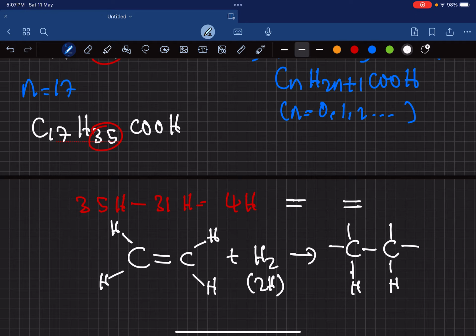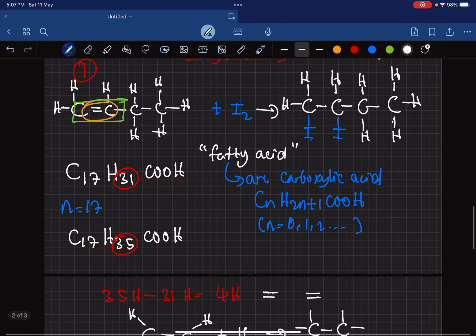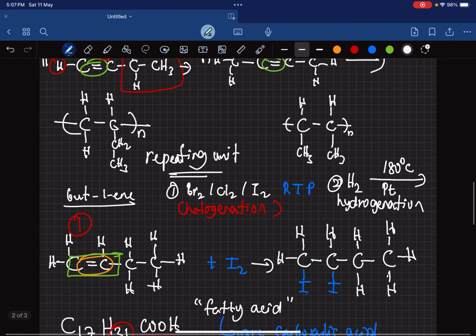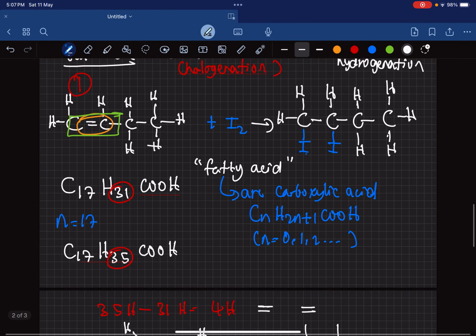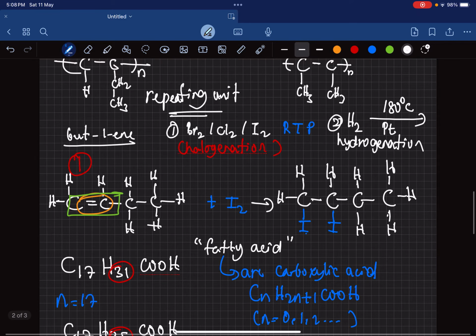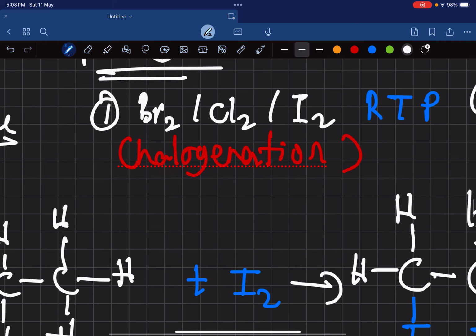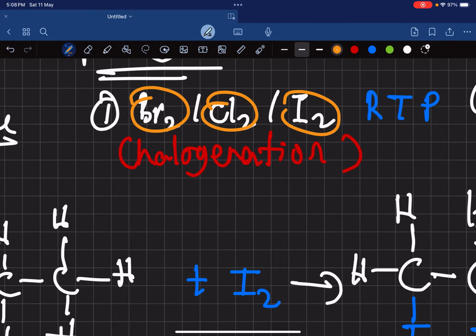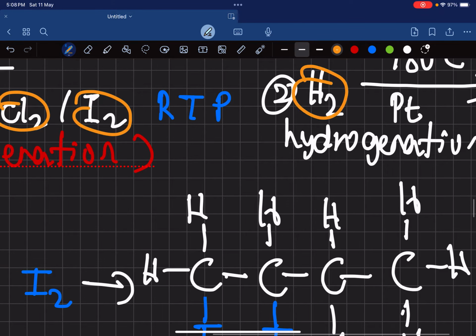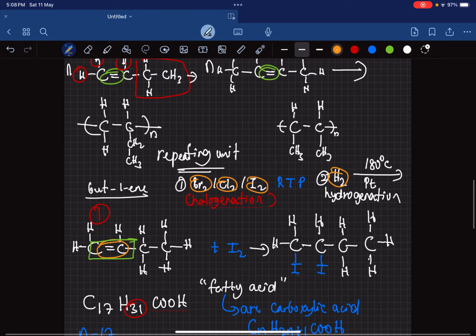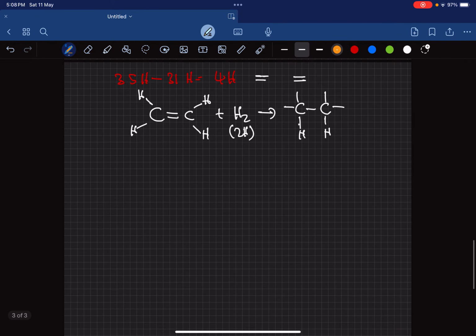If 6 hydrogens are missing, that means 3 double bonds. If 8 hydrogens are missing, that means 4 double bonds. Please know that. For every double bond, you need either 1 bromine or 1 chlorine or 1 iodine or 1 hydrogen. So if there are 2 double bonds, you need 2 bromine, 2 chlorine, 2 hydrogens. That's how it works.